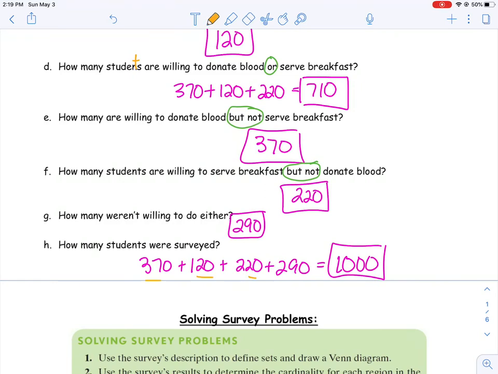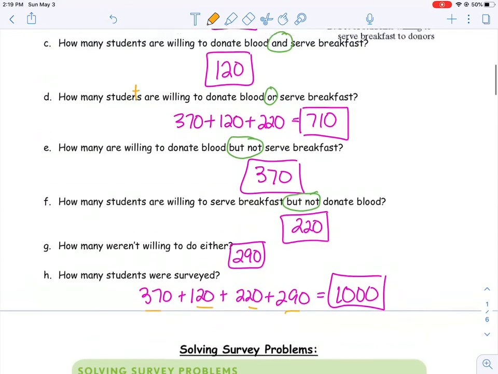Do you notice that I kind of wrote all of my work so I know exactly where I got that number from? That way, if you make a silly mistake, I at least know where your numbers are coming from, and I can give you some partial credit there.